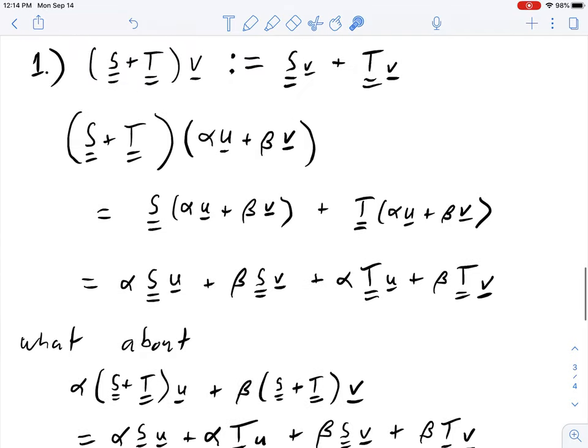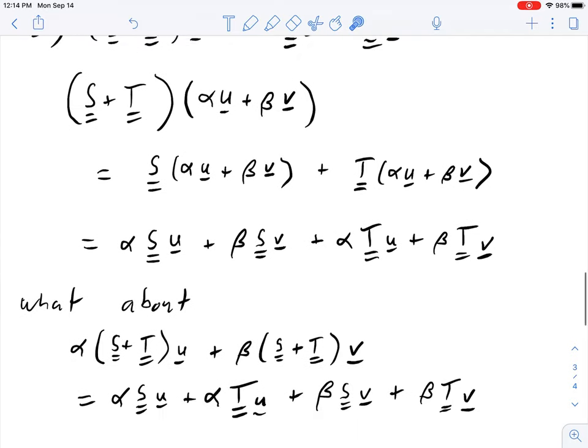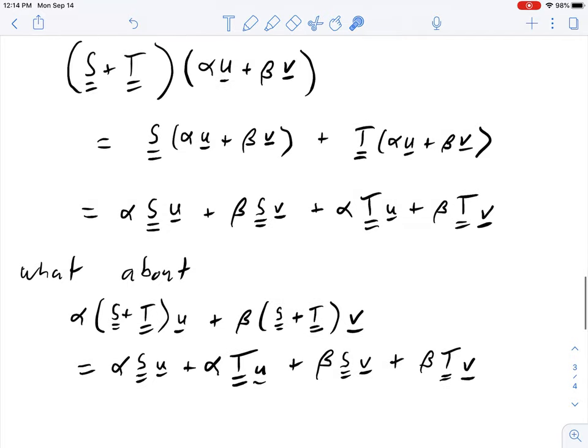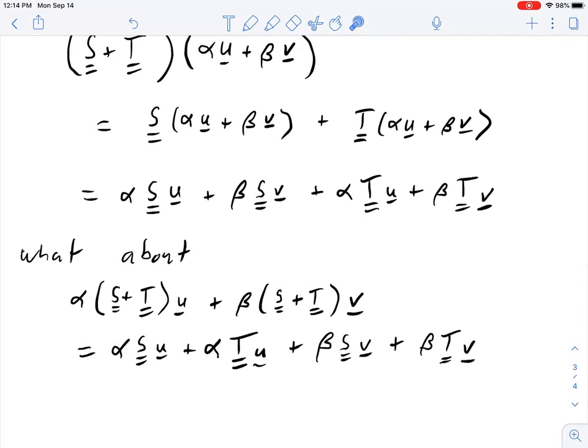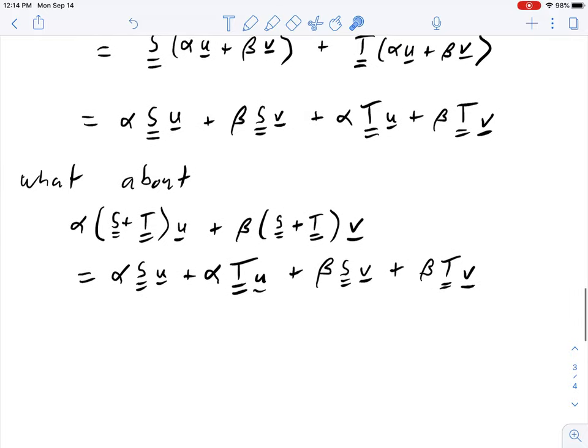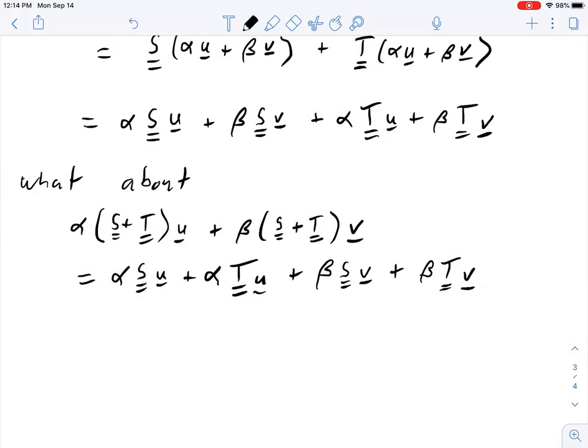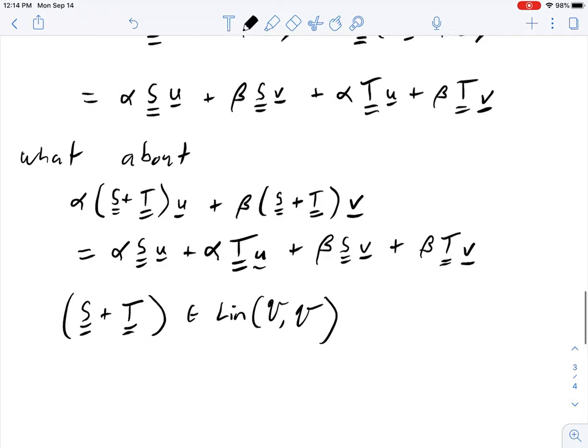So this S plus T tensor that we've defined in terms of S and T is linear in that it's a linear map from V to V. So we can say that S plus T is in Lin(V, V) if S and T are to begin with. So that's good. Let's look at the scalar multiplication one now.